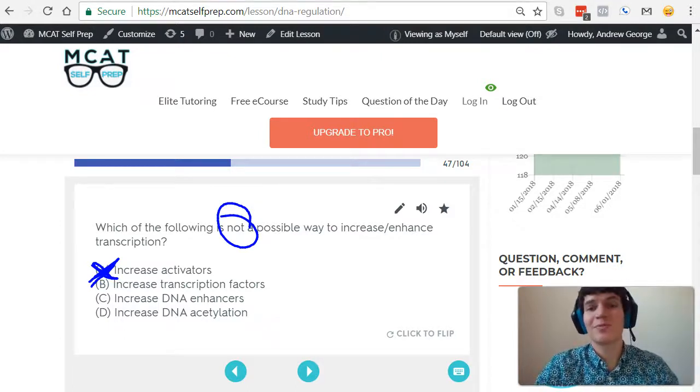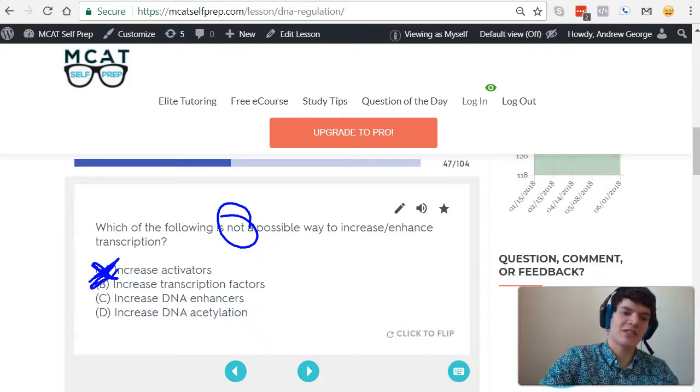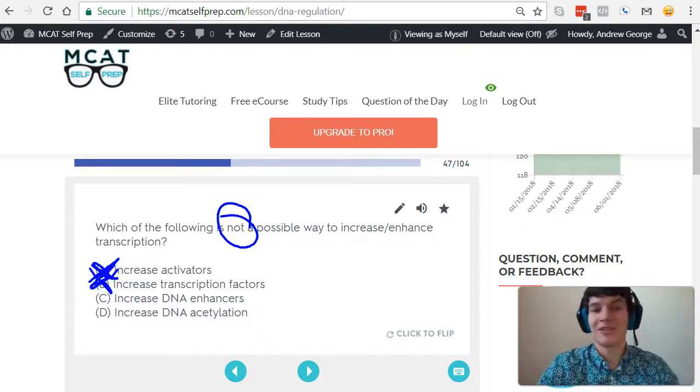What about increasing transcription factors? Answer choice B. Well, transcription factors, like we talked about, they help RNA polymerase bind to the promoter, and they're also a protein. And so we can increase their concentration, thus B is a possibility.